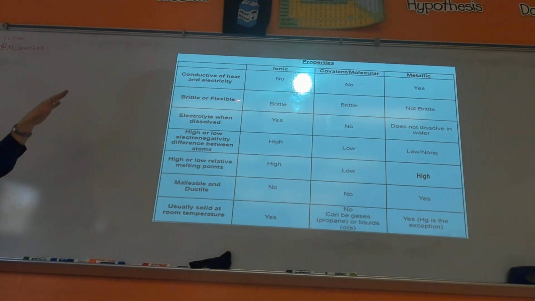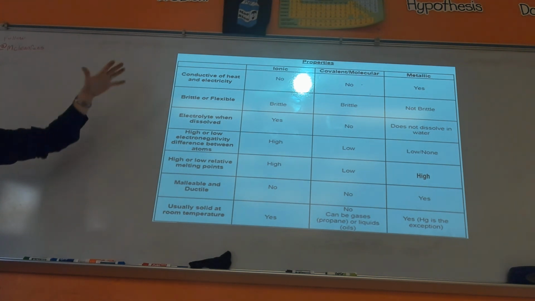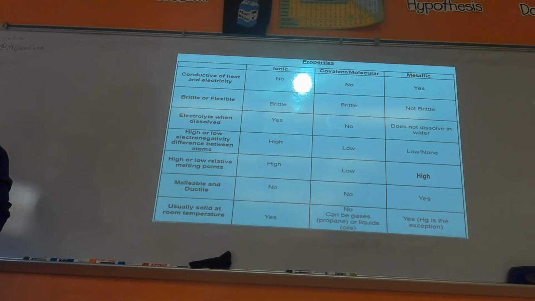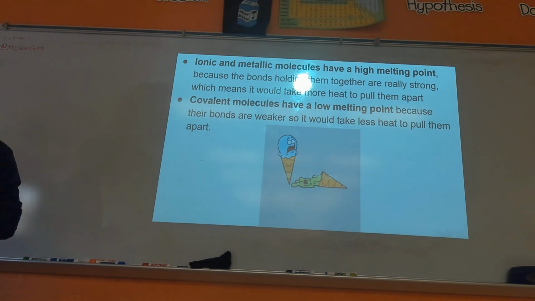I'm not going to read this chart to you. This is just one chart that summarizes everything. So just all the properties, and then yes or no for the different ionic, covalent, or metallic bonds. And I think that's it.